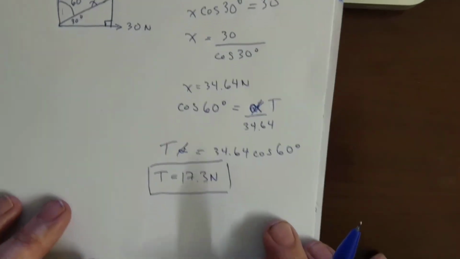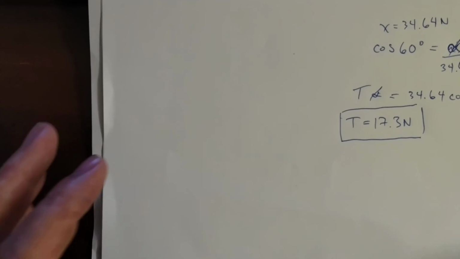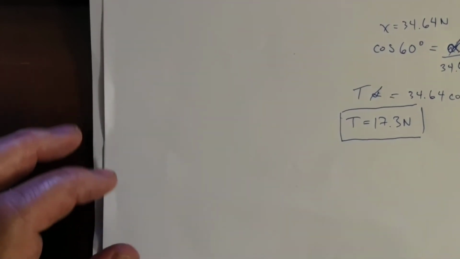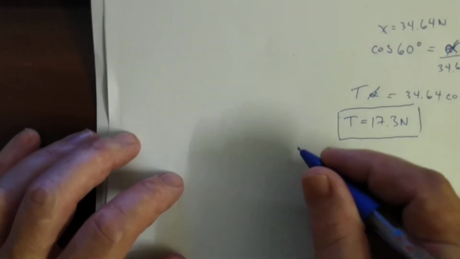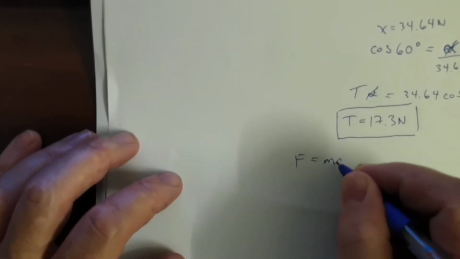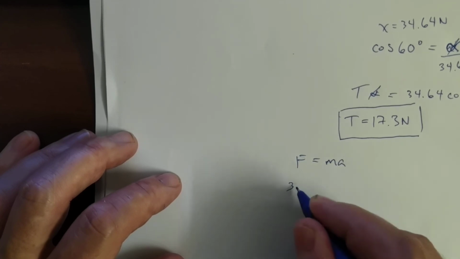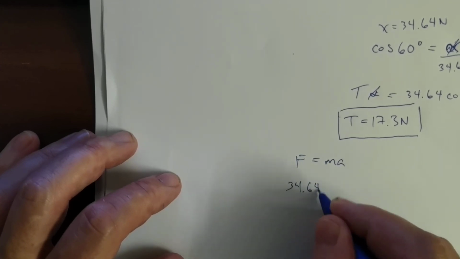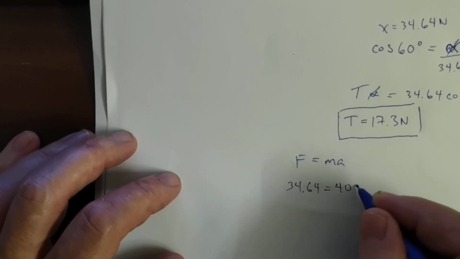And now we have to find the acceleration. The book does something completely unnecessary, which we don't have to do, which is nice. Now we're at F is equal to MA. We already know the boat's going this way, and we already found it. It's 34.64. So 34.64 is equal to the mass times the acceleration.